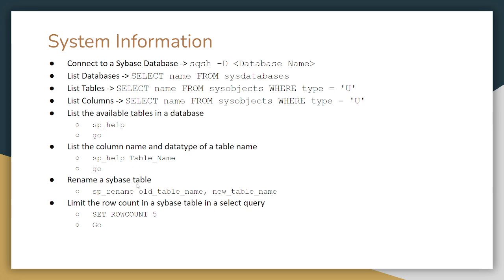If you want to rename a Sybase table, you can use the sp_rename command. You give the old table name and then a new table name, so that it will rename the table. And let's say if you are querying a Sybase table, instead of fetching all rows, if you want to fetch a limited number of rows, you can use set rowcount and give 5 or 10 rows you want to fetch out of 100. It will fetch only those rows. These are some of the basic keywords and syntaxes which you can use for verifying your Sybase testing.